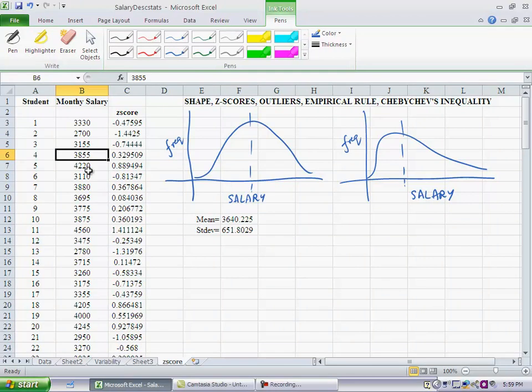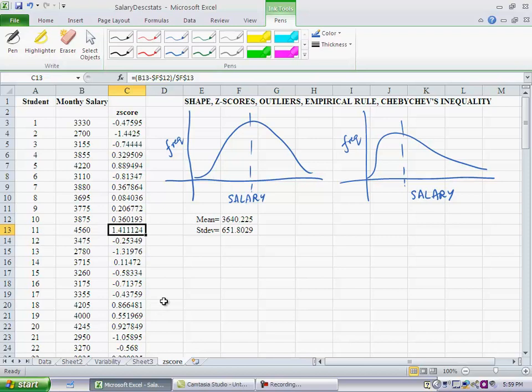For instance, student number 4 has a salary of $3,855, and I can see from the z-score that it is 0.33 standard deviations above the mean. Not a whole lot above the mean, but above the mean. Whereas if I look at student 11, it's 1.4 standard deviations above the mean. So these z-scores give you a sense of how far a value is away from the mean, relatively speaking. And then in a few minutes you will see that you can assign a likelihood to these values. In other words, how significant is this deviation away from the middle.